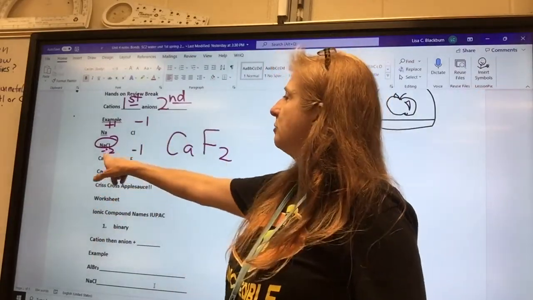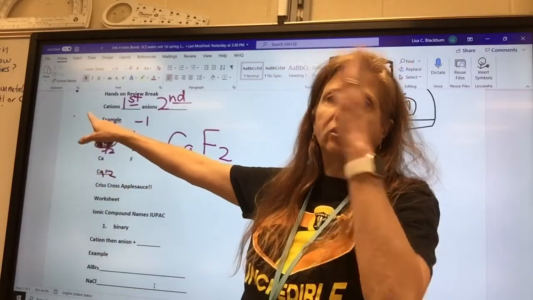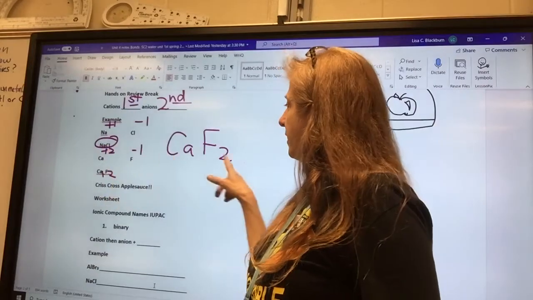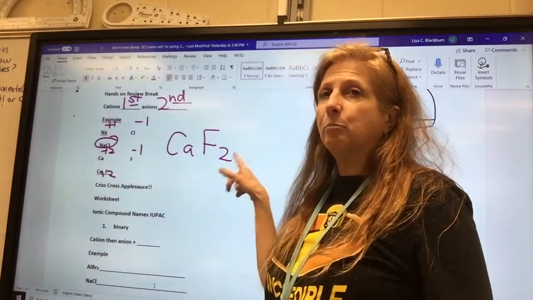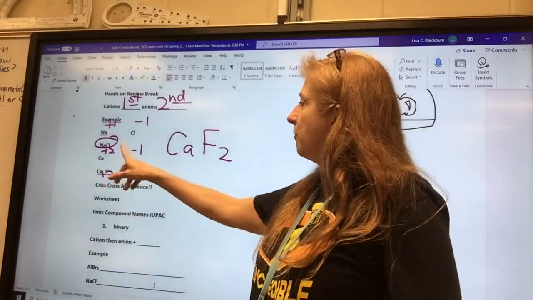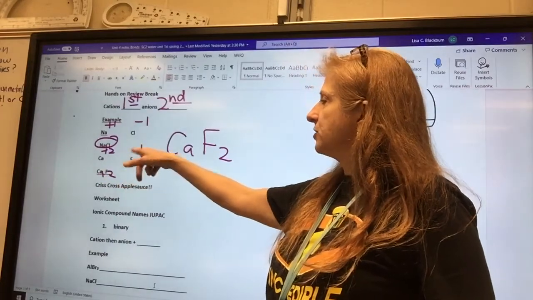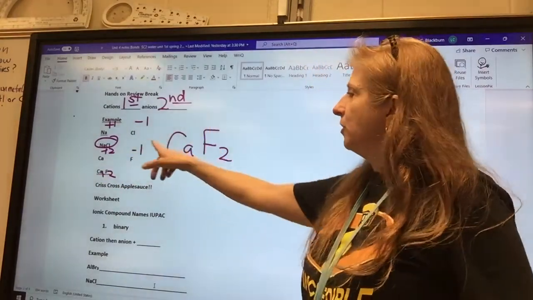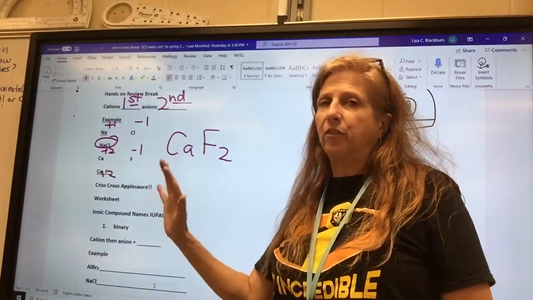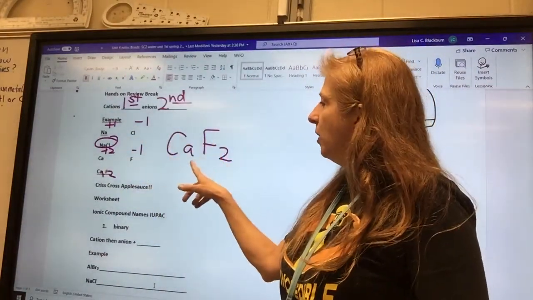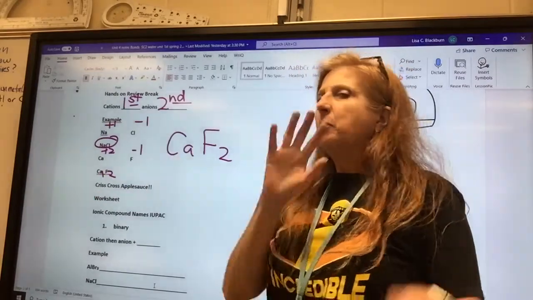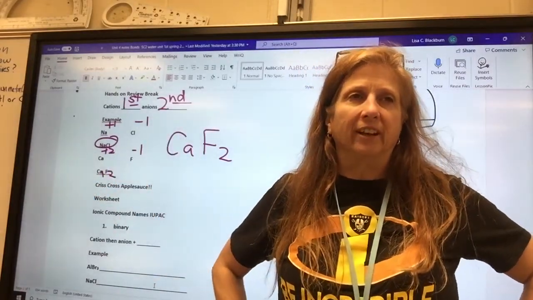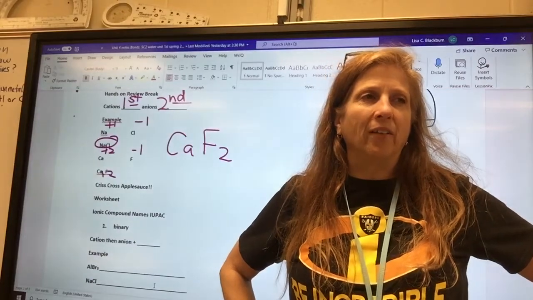So see, calcium had a charge of +2. You take the charge off, there's no charge anymore. That 2 goes down here as a subscript for fluorine. Fluorine had a superscript, an exponent, a -1. There's no charge on it. You leave off the positive and the negative, and the 1 goes down here for calcium. But remember, we don't write 1s. We're too cool for that. They're just understood.